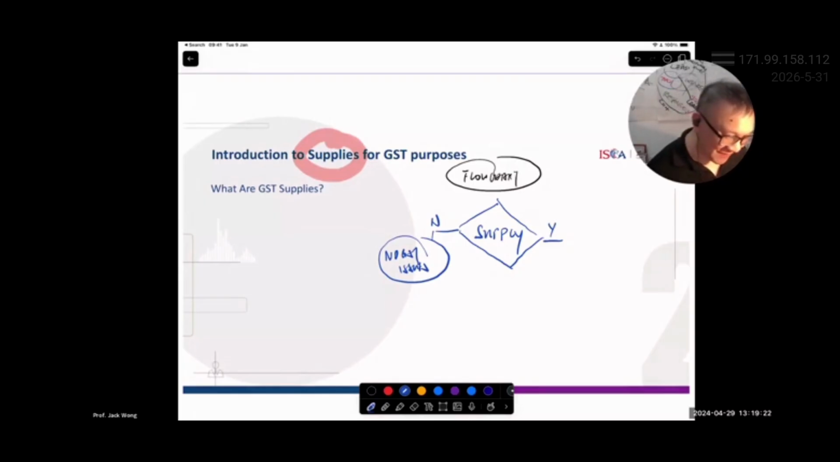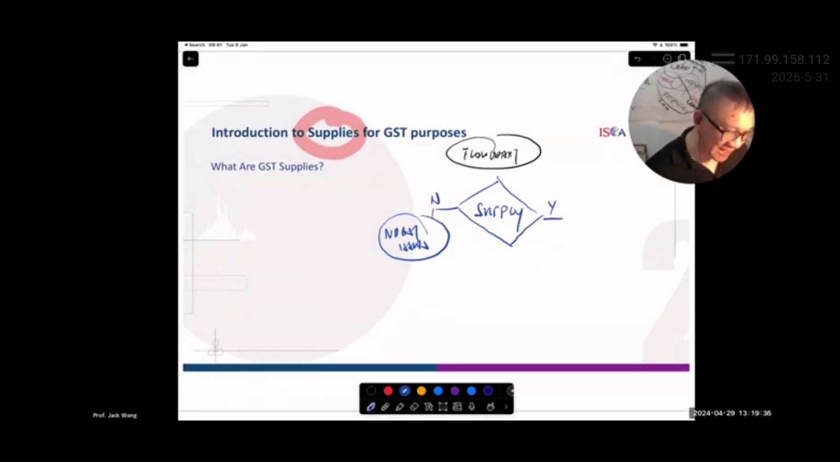So if you do not identify any supply in your transaction, there's actually no GST issue, because GST after all is a tax on transaction. Okay, consumption is a transaction. So if you do have a supply, in your case, I'm going to explain further what is supply for GST purposes later. Then you will have to ask yourself the following question.